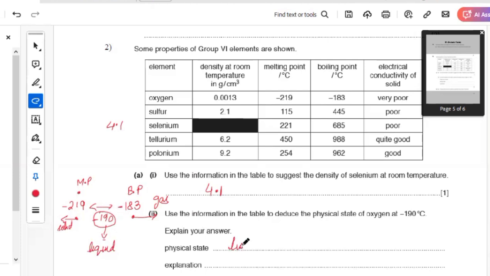So you will write here that it would exist as liquid state as the minus 190 degrees Celsius is present between the melting point and boiling point.